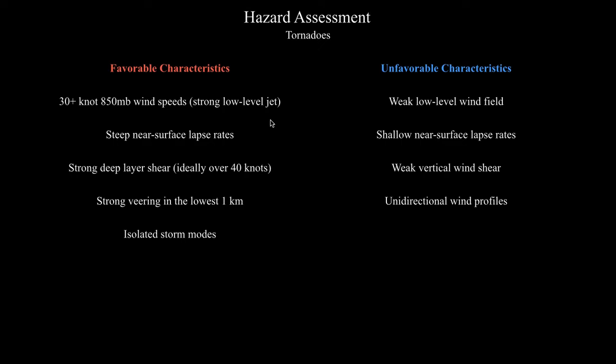And ideally, you want isolated storm modes, which give you a better chance of supercells, which give you a better chance of strong to violent long-track tornadoes. You can get tornadoes from linear storm modes, but the worst thing that you could get is, say, something like a messy, disorganized storm mode. That is, the storms don't really resemble supercells at all. They're just kind of masses of thunderstorms that don't really have much organization to them. Those almost never produce tornadoes.